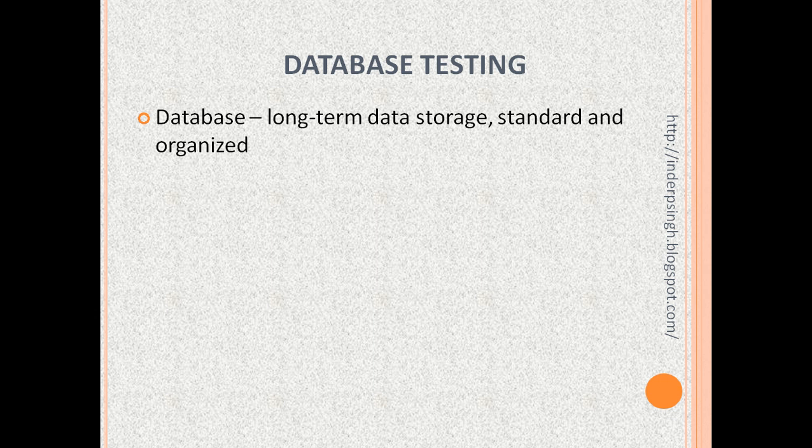So let us look at the parts of a database. Every database has two main parts. The first main part is the data itself, and the second is a schema.